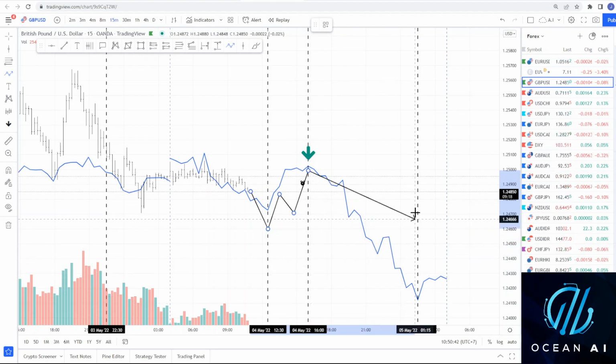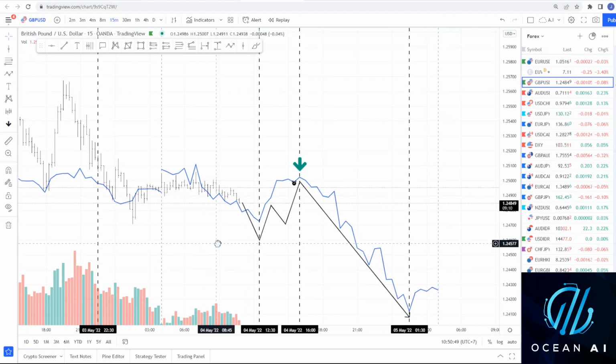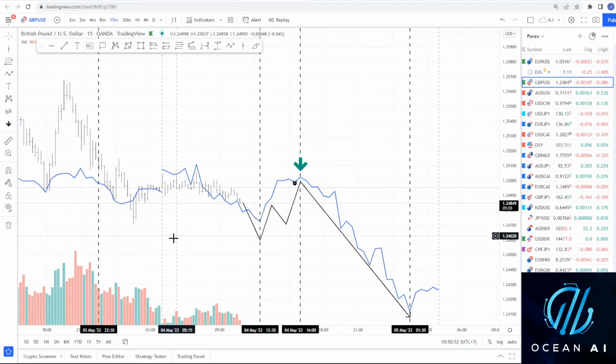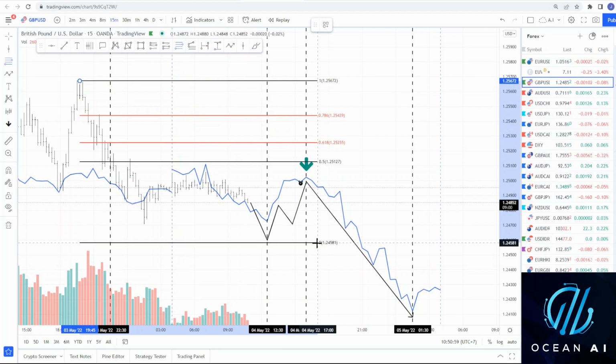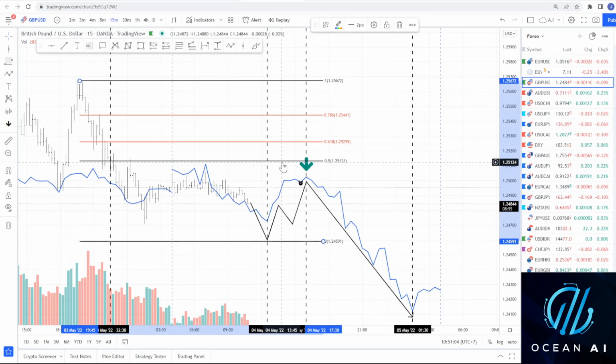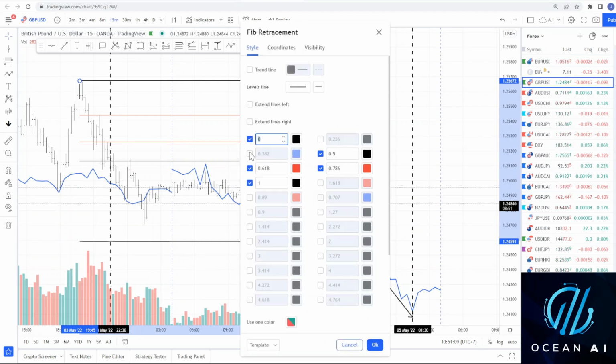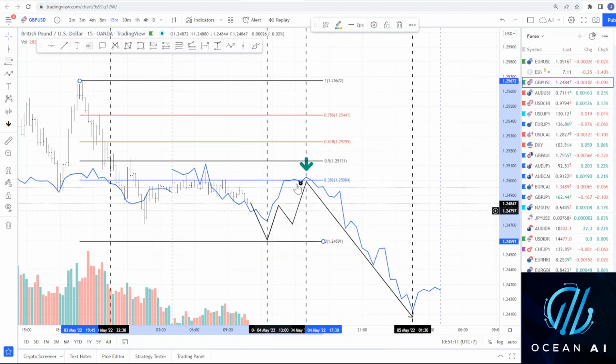It may come down to there once again, may come across here, or it might go straight through. And with that one, because we've got this high over here, we're going to possibly have a new low down here. Then we take this high, bring it down to this low, and then be looking for possibly the 382. Possibly that 382 to 50% area, depending on how it comes off here.